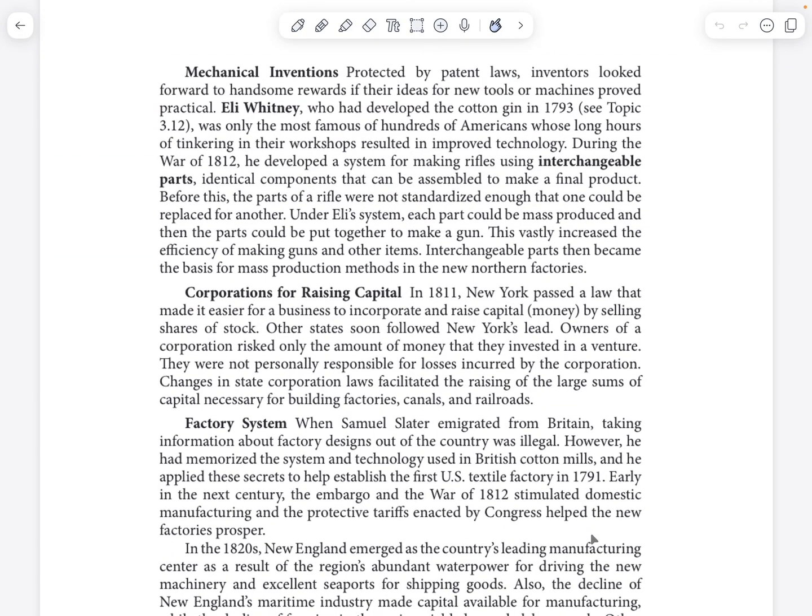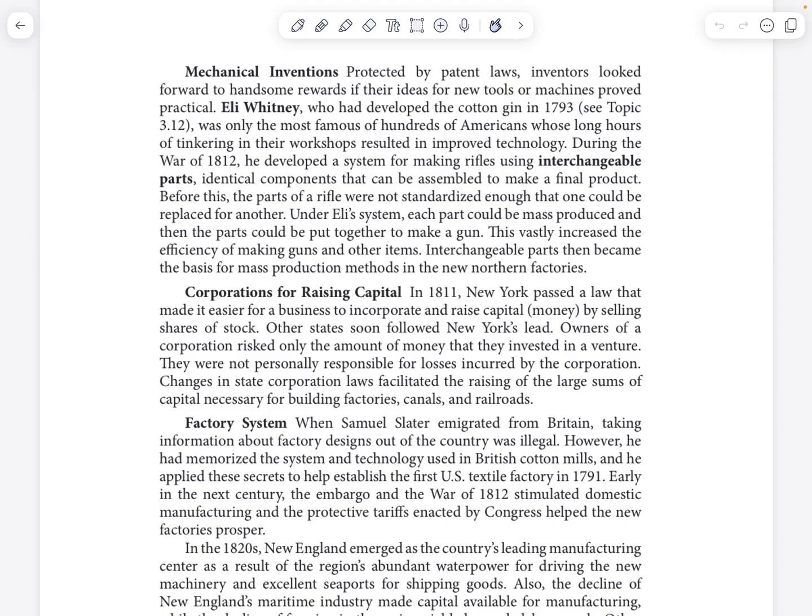Mechanical inventions. Protected by patent laws, inventors looked forward to handsome rewards if their ideas for new tools or machines proved practical. Eli Whitney, who had developed the cotton gin in 1793, see Topic 3.12, was only the most famous of hundreds of Americans whose long hours of tinkering in their workshops resulted in improved technology.